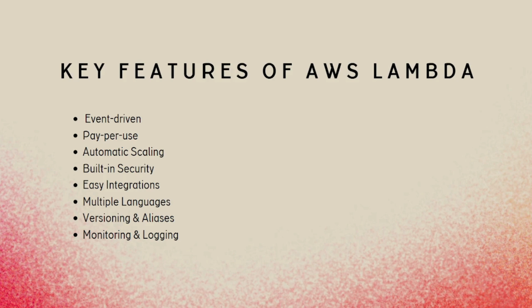The next Lambda feature is easy integration. It easily integrates with other AWS services such as S3, DynamoDB, RDS, API Gateway, EventBridge, Step Functions, and many more services. It supports multiple languages such as Python, Node.js, Java, Go, C#, Ruby, and a few custom runtimes. Now versioning and aliases. You can manage different versions of your Lambda functions easily. Then lastly, monitoring and logging. Here it works seamlessly with CloudWatch for logging and performance monitoring.